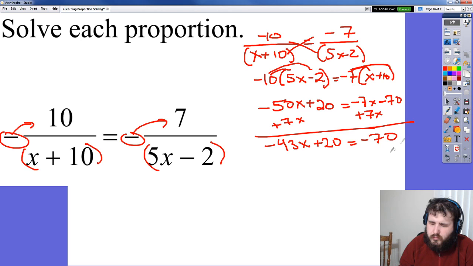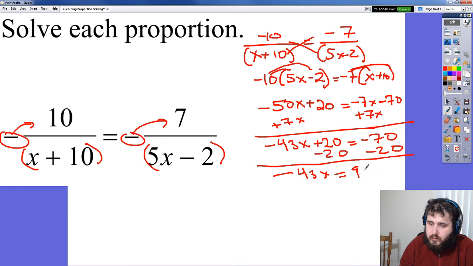And then now I'm going to subtract the 20. I'm going to subtract the 20 because it's connected to the term here with plus sign, so you got to subtract it. Negative 70 and negative 20 together make negative 90. And then I want to get x by itself, so let's divide the 43. So we got negative 90 over negative 43.